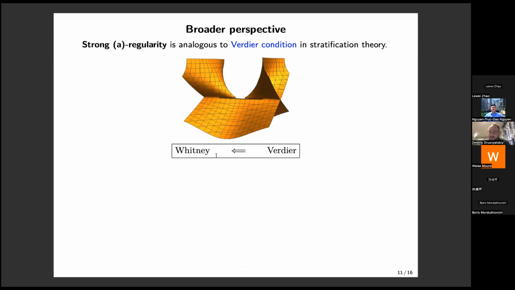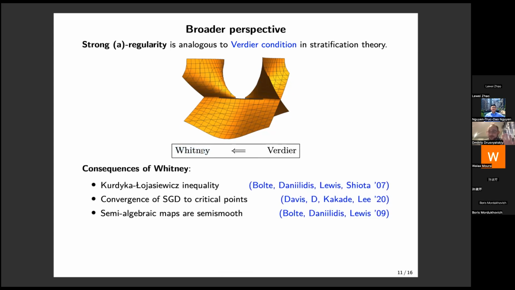There's a stronger condition, and this Whitney condition has been used in optimization. It's the basis for many things we know and love, like the Kurdyka-Łojasiewicz inequality, the convergence of stochastic gradient to critical points for semi-algebraic problems, the fact that semi-algebraic maps are semi-smooth. There are all these by now known results for semi-algebraic problems. What they're using is the fact that semi-algebraic sets can be decomposed into these smooth bits, and they all satisfy this nice Whitney condition, which furthermore ensures equisingularity in the topological sense.